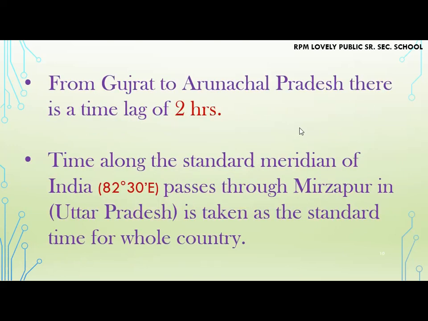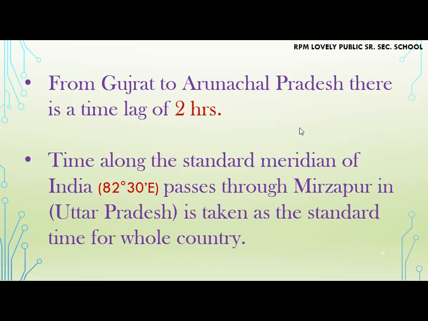From Gujarat to Arunachal Pradesh, there is a time lag of 2 hours. The local time of Gujarat and the local time of Arunachal Pradesh, there is a time lag of 2 hours, means the local time of Gujarat is 2 hours delay than Arunachal Pradesh.